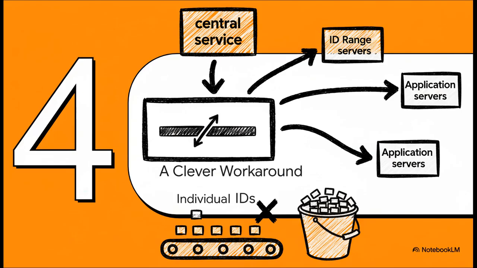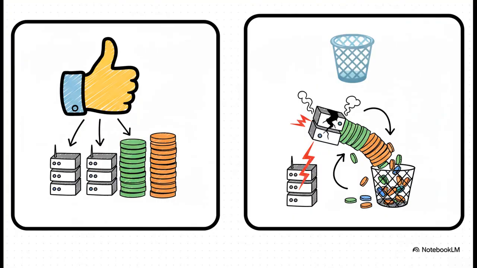Let's keep our central service, but instead of it giving out IDs one at a time, what if it handed out big chunks of them? Like, hey, server 1, here's a million IDs for you. Server 2, you get the next million. This is a huge step in the right direction. Now, each server has its own block of IDs to work with, so the system is scalable and highly available.